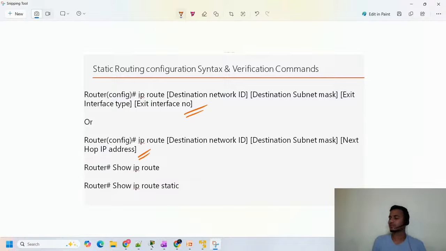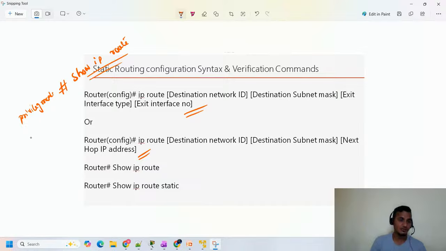Now once you configure the static route, how are you going to verify the static routes? With the help of this verification command. One more thing for the freshers or the new guys: the verification is done in privilege mode only, right? If you are in privilege mode, you can run the direct command show ip route. It is going to show you the routing table.